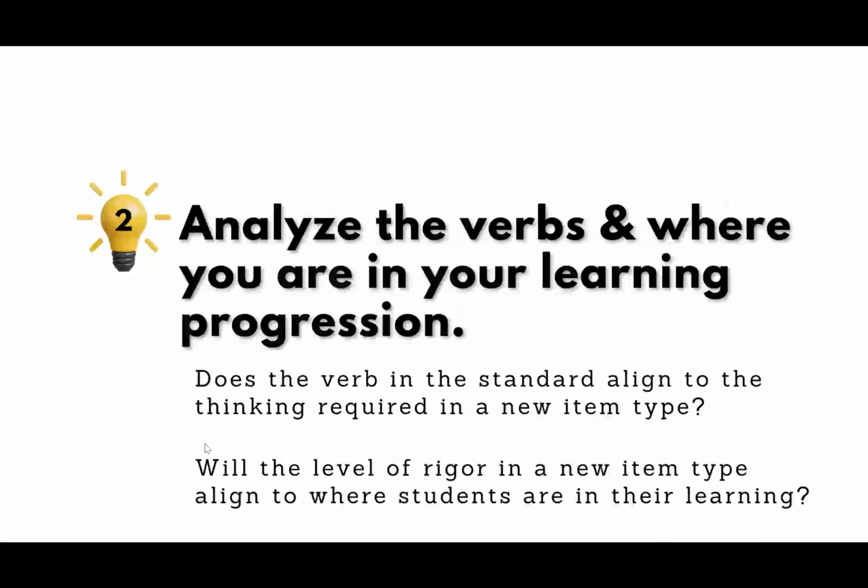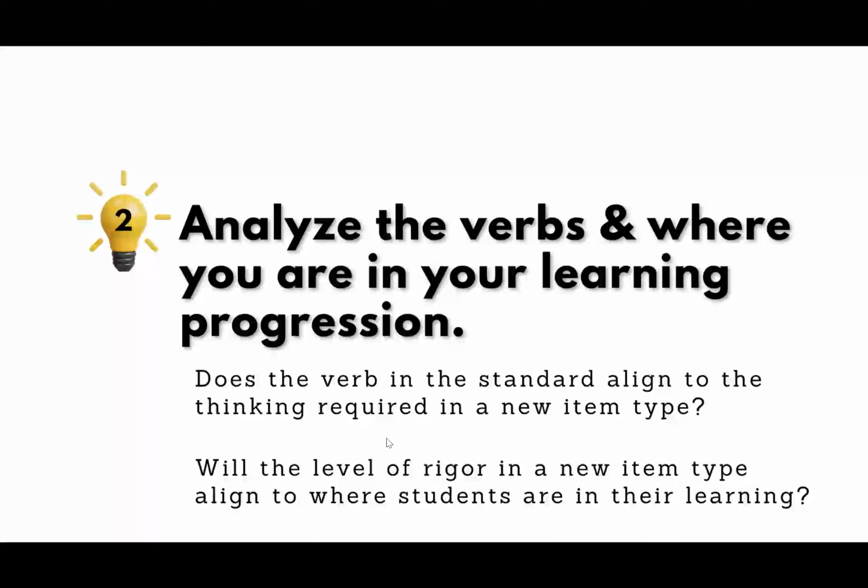Then, next up, analyze the verb and where you are in your learning progression. And when I say analyze the verbs, I want you to know I'm not just talking about circling a verb here on a piece of paper. Really dive in and analyze. What pieces are we missing so that you can identify where the gaps in learning are occurring? You know, does the verb in the standard really align to the thinking required in a new item type?